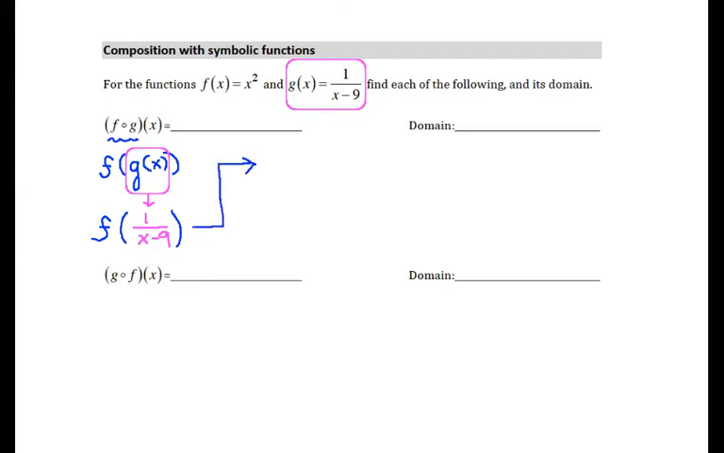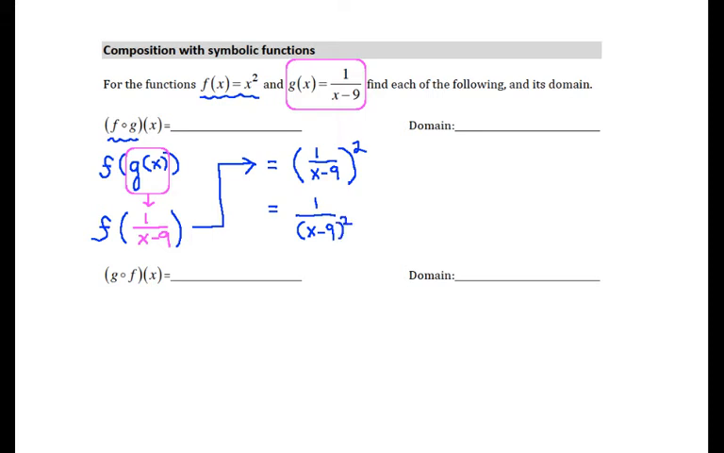Now I think about my function f. f is the function that takes its input and squares it. The input to this function is the whole expression 1 over x minus 9. So this is equal to the whole input 1 over x minus 9 quantity squared. And I could simplify this a little bit by at least squaring the 1, which gets me just 1, and then keeping the x minus 9 in parentheses squared.